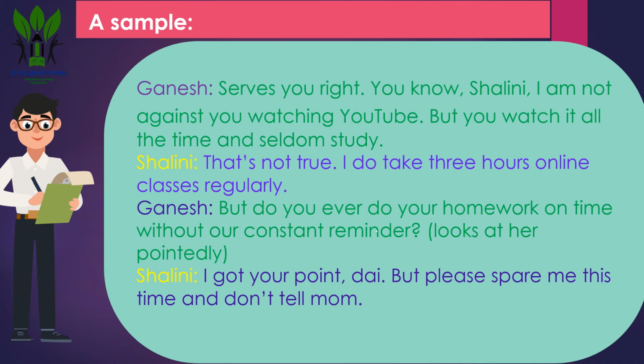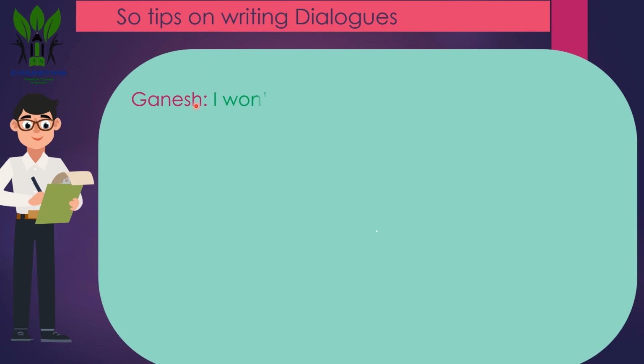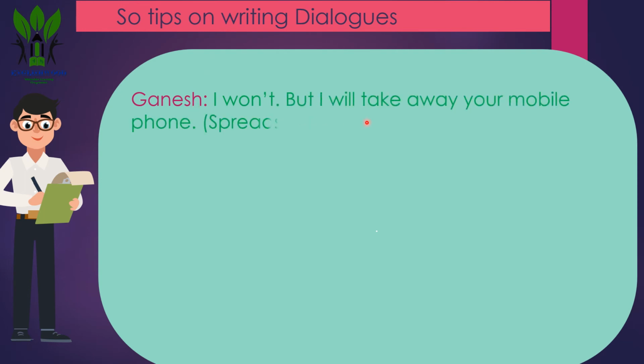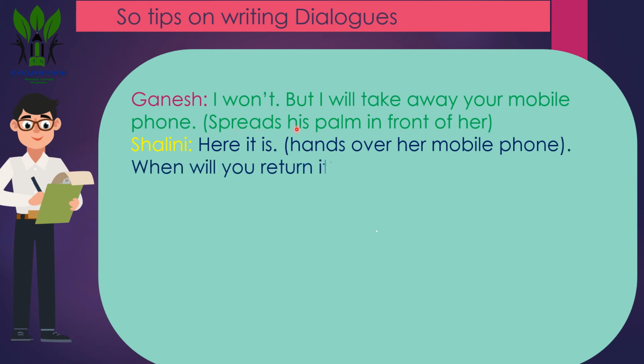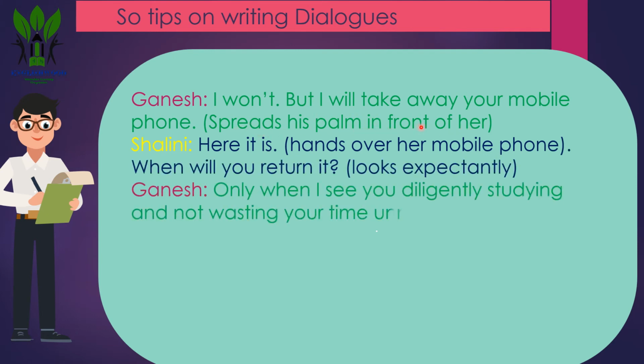Okay, you can give in such a way. Salini, "I got your point, but please spare me this time and don't tell mom." So then Ganesh says, "I won't, but I will take away your mobile phone." And he spreads his palm in front of her. Okay, so he asks for the mobile phone from her.